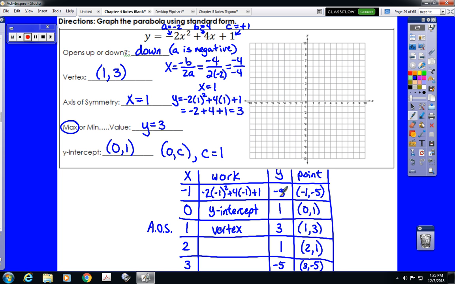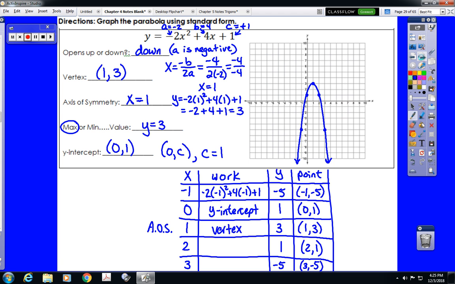Okay, we've got symmetry in these numbers. So we go in and we graph these 5 points. Negative 1, negative 5. 0, 1. That's up 1 from the origin. 1, 3. 2, 1. And 3, negative 5. That would be the 5 points we need to draw our curve and finish this problem. That is 2 good examples of graphing out of standard form.